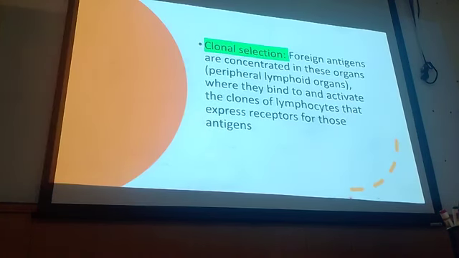We have a process called clonal selection. Foreign antigens are concentrated in these organs, in peripheral lymphoid organs, where they bind and activate the clones of lymphocytes that express receptors for those antigens. So the specificity of lymphocytes for any antigen happens in the secondary lymphoid organs, where the pathogens or antigens are concentrated. The lymphocytes encounter the antigens in the secondary lymphoid organs, and they make some gene rearrangement to be specific to that antigen.